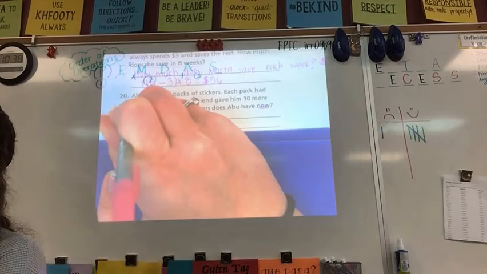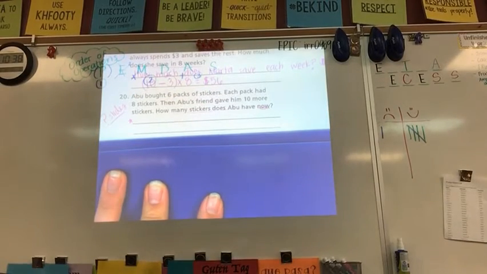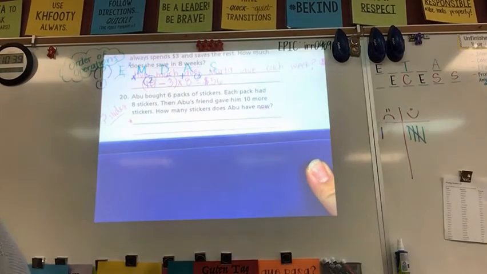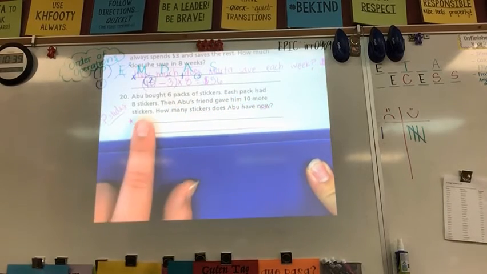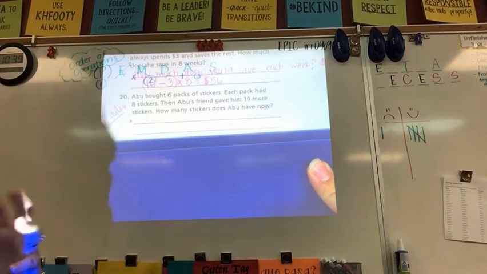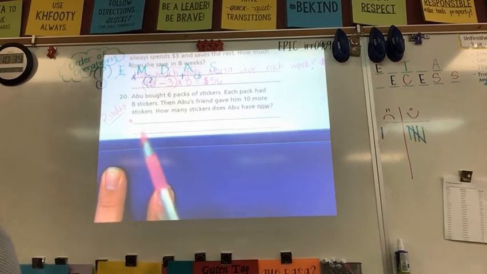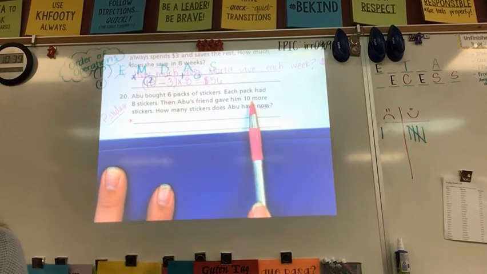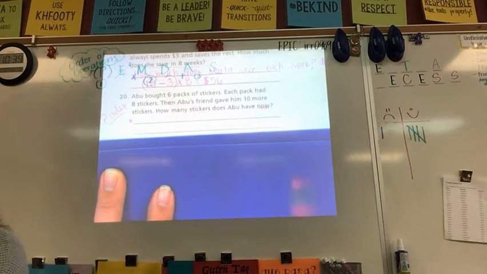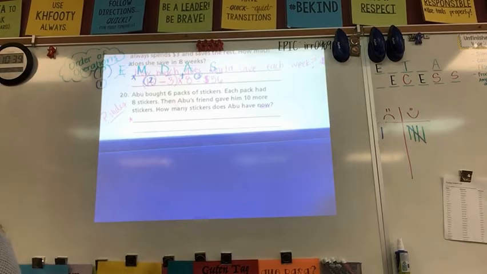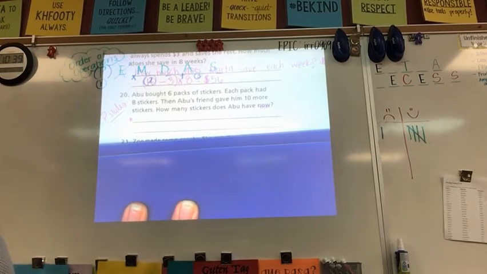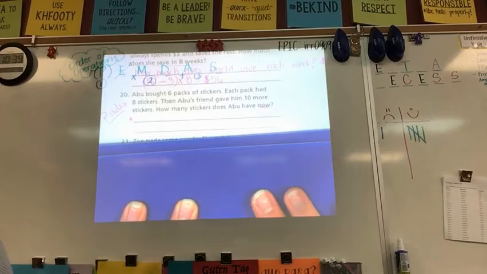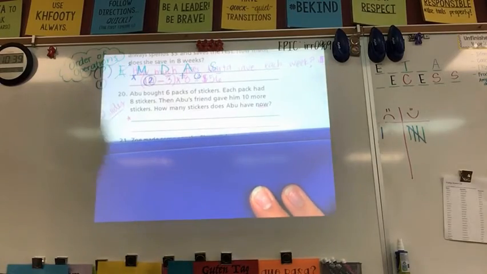If he bought 6 packs of stickers and each pack had 8, think about what that's representing. What would you have to find from that before you can get 10 more to figure out how many he has now? So go ahead and use this time. Write down your question. What is the first thing that you are trying to solve? And we'll see how we do.